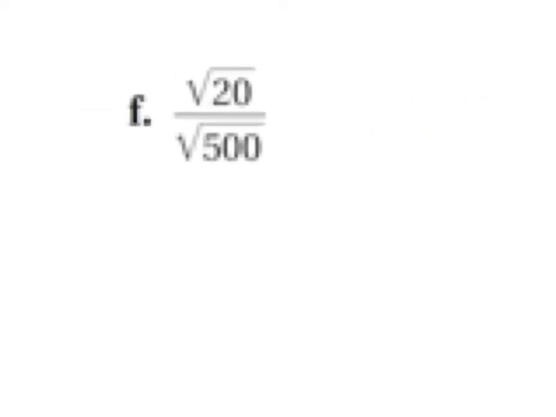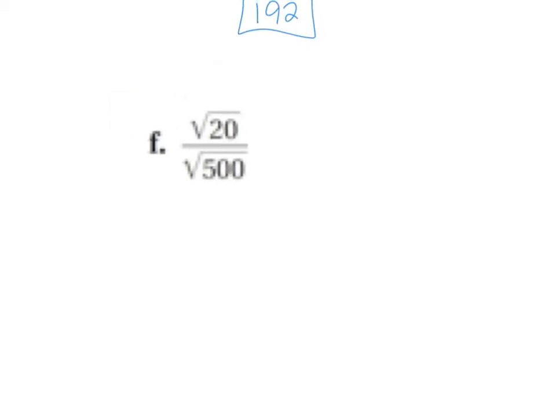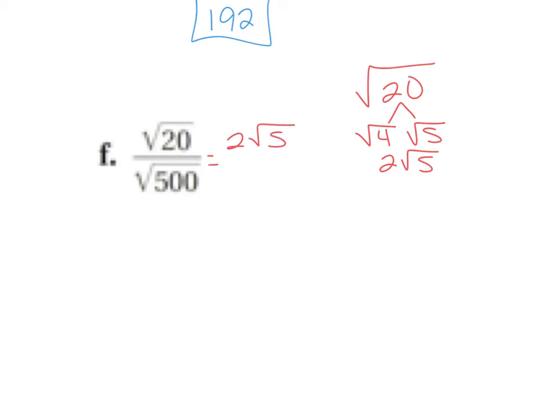All right, let's do this one. There's a few different ways you could do this. You could divide first or simplify. Let's simplify because it turns out pretty nice whenever you do that. So 20, let's simplify that. That would be like the square root of 4 and the square root of 5. So that becomes 2 square roots of 5. So we have 2 square roots of 5 on top here.